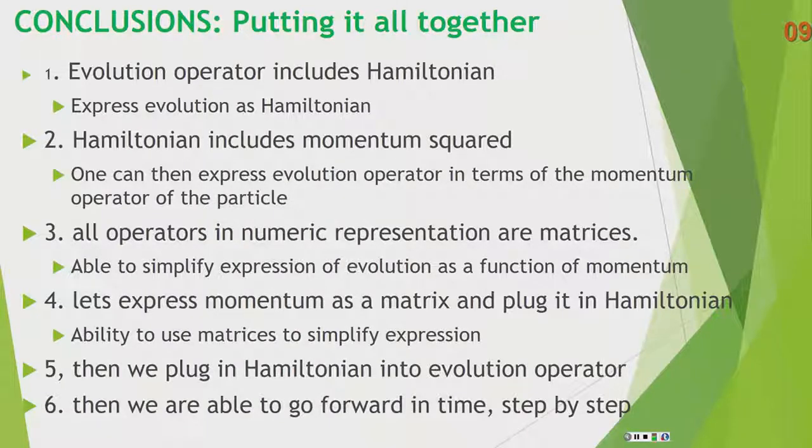So finally, putting it all together, we can take the evolution operator, express it as the Hamiltonian, take the Hamiltonian, and express it as momentum. We can then put all of our operators into a matrix set, or in forms of matrices, to simplify our expressions. And then we can plug in our Hamiltonian, which we have expressed as a matrix of momentum, into our evolution operator to eventually find or predict the future in time as the wave packet propagates.